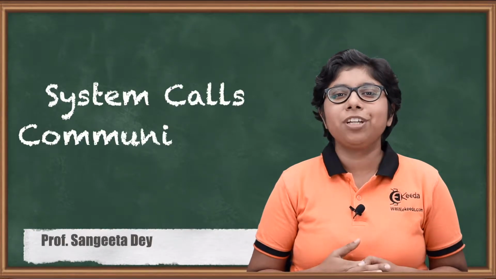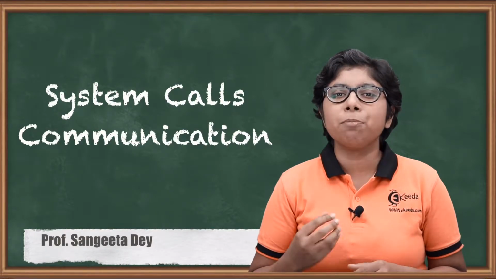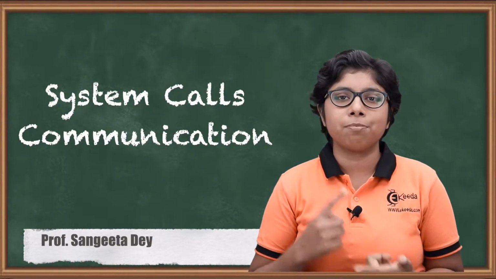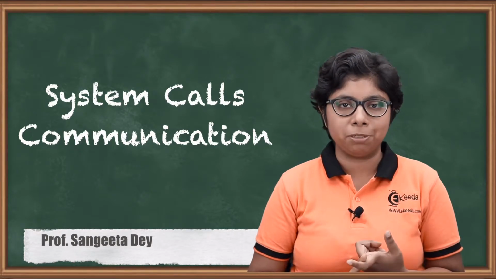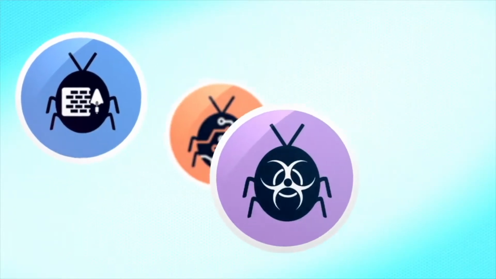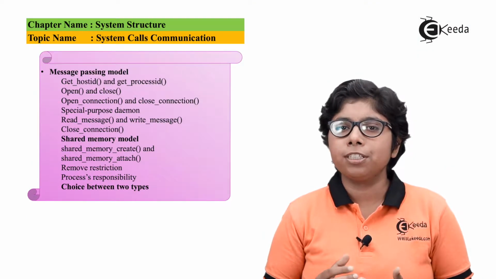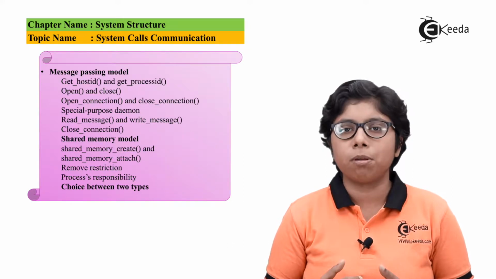Hello friends, today we are going to discuss the communication system calls, the two ways of communicating, such as the message passing model and the shared memory model. To achieve inter-process communication, we have two models.